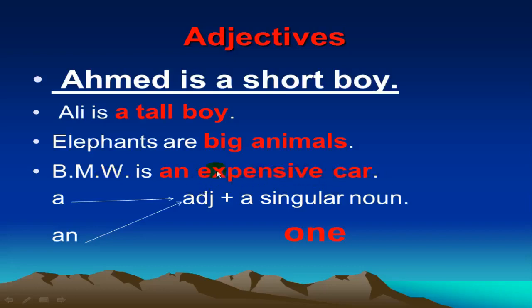Here I can put an adjective: tall, big, expensive, plus a noun: boy, animals, car. For a singular noun, like boy or car, I can put an adjective plus a singular noun. Singular noun means one. A tall boy: one boy who is tall. An expensive car: one car which is expensive.